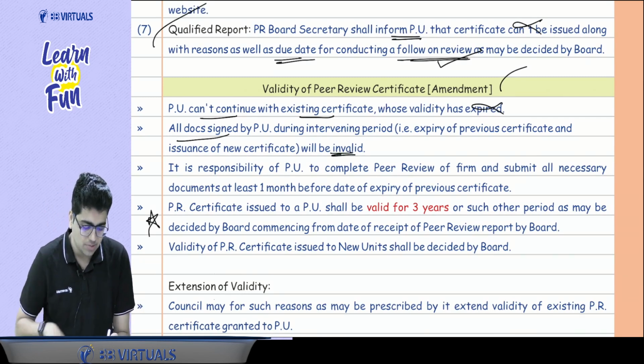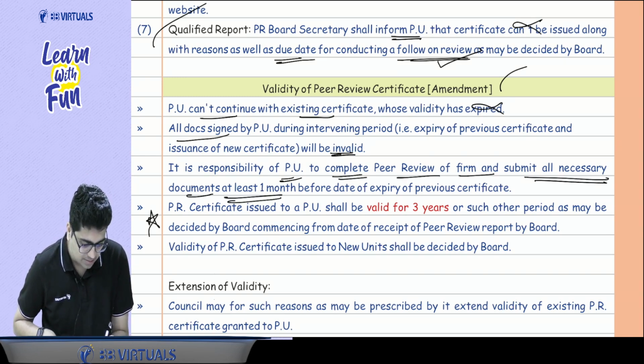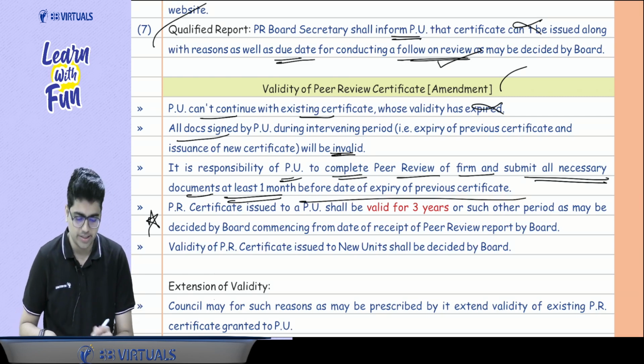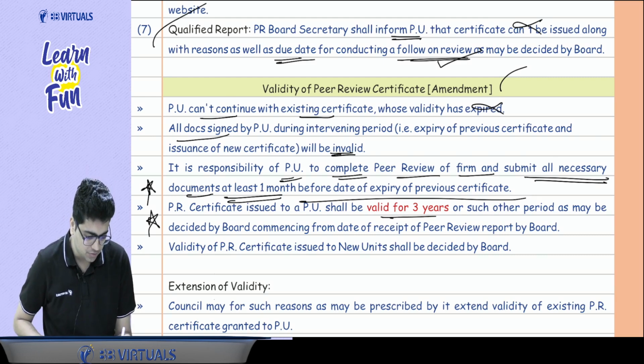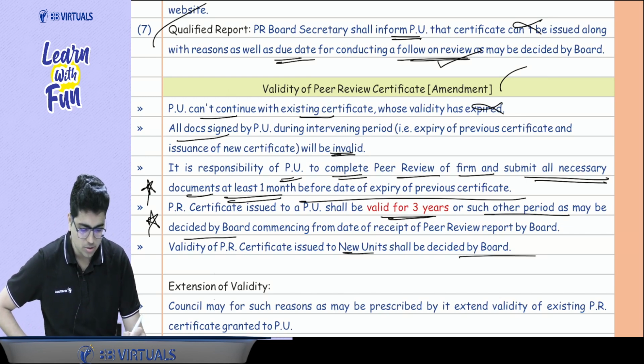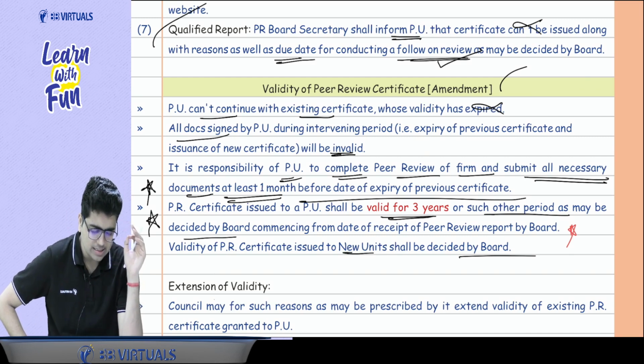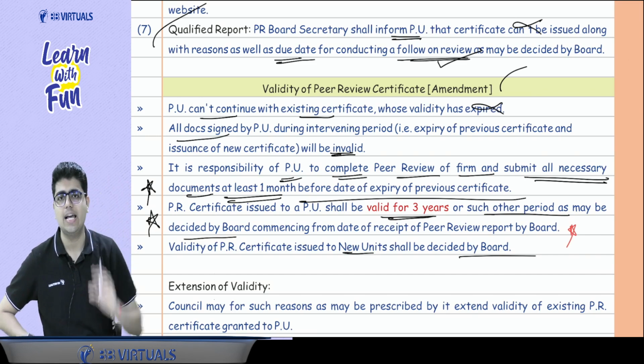It is the responsibility of practicing unit to complete the peer review of the firm and submit all the necessary documents at least 1 month before the date of expiry of previous certificate. So this is the point again that you can consider, and it shall be valid for a period of 3 years or such other period as may be decided by the board. Validity of peer review certificate of new unit shall be decided by the board. So another MCQ point that you need to remember here is, what is the validity of a peer review certificate? 3 years or the validity as determined by the board?